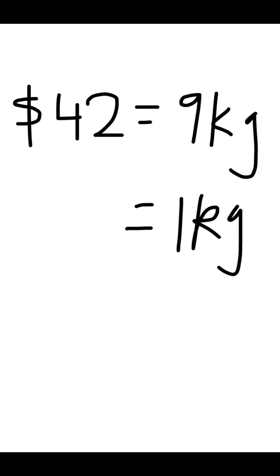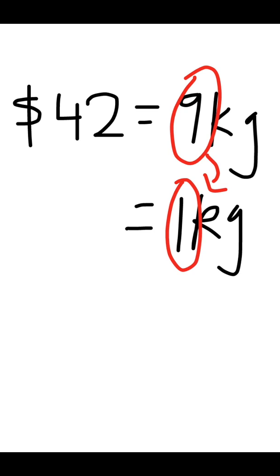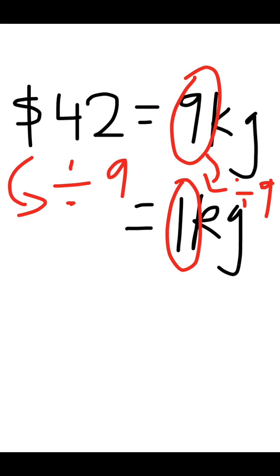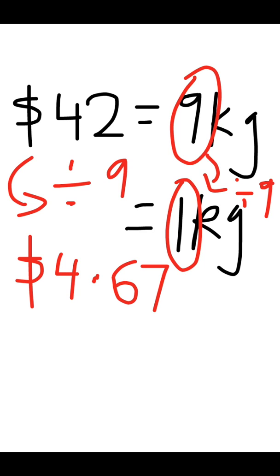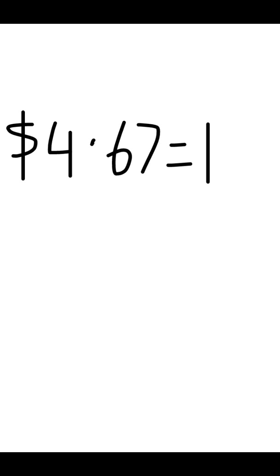Alright, so using what we know, how do I get from this 9 to the 1 here? I divide by 9. Whatever I do to one side, I do to the other side. So dividing by 9 here, I get 4.666666, so $4.67. So you know from your simplified rate, and you write that down for the next bit. So $4.67 is for 1 kilogram. You figure that out, you write down what you know.